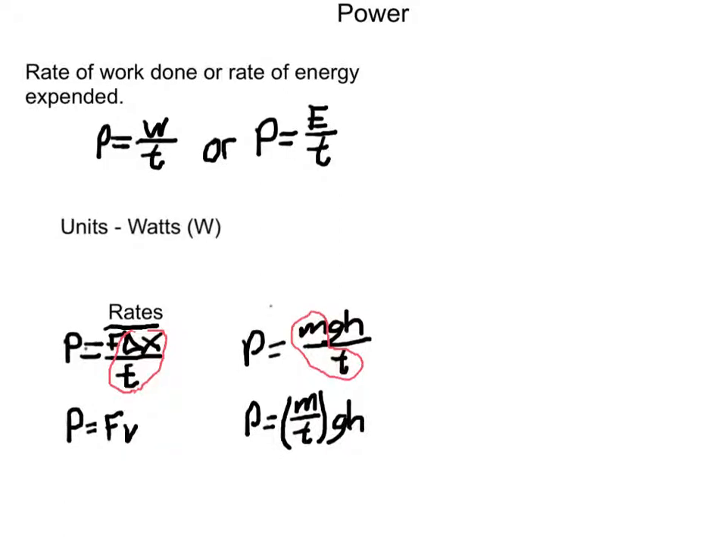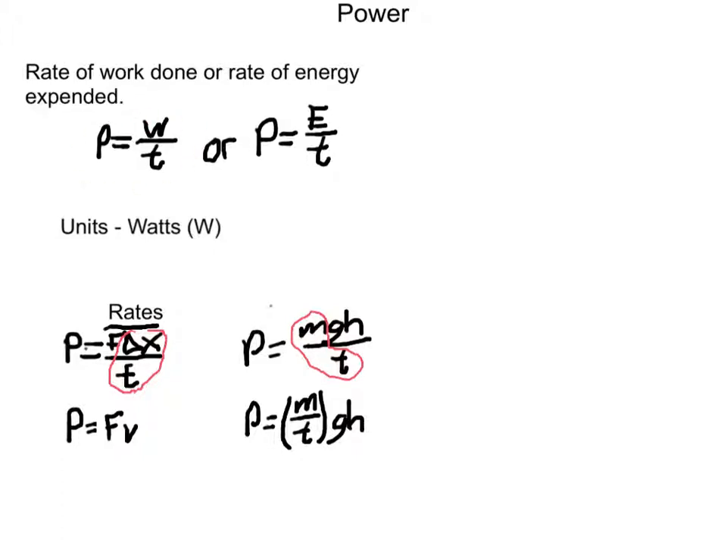All right, let's talk about power now. Power is the rate of work done, or the rate of energy expended by an object. Now, that rate should automatically mean to you something divided by time. So work divided by time, or energy expended divided by time. Rate of work done, rate always generally means time.